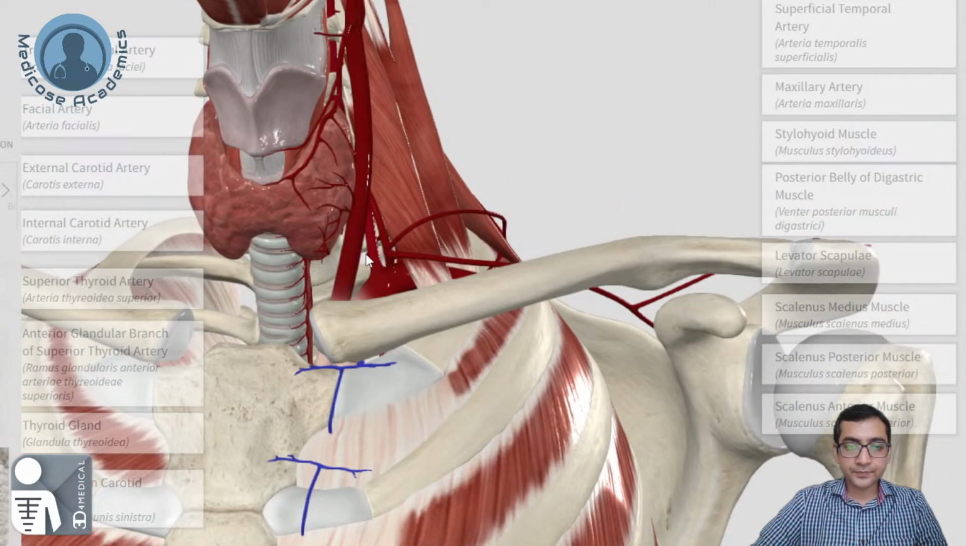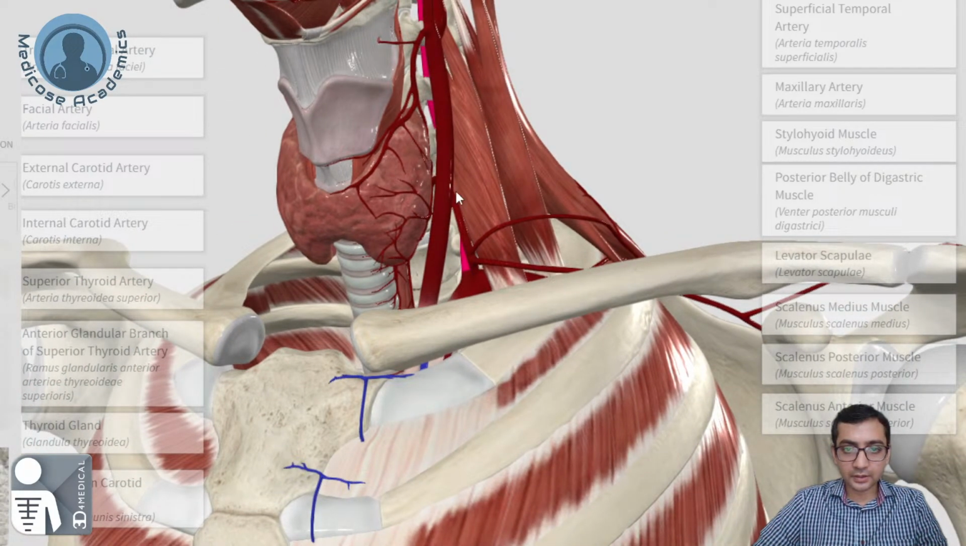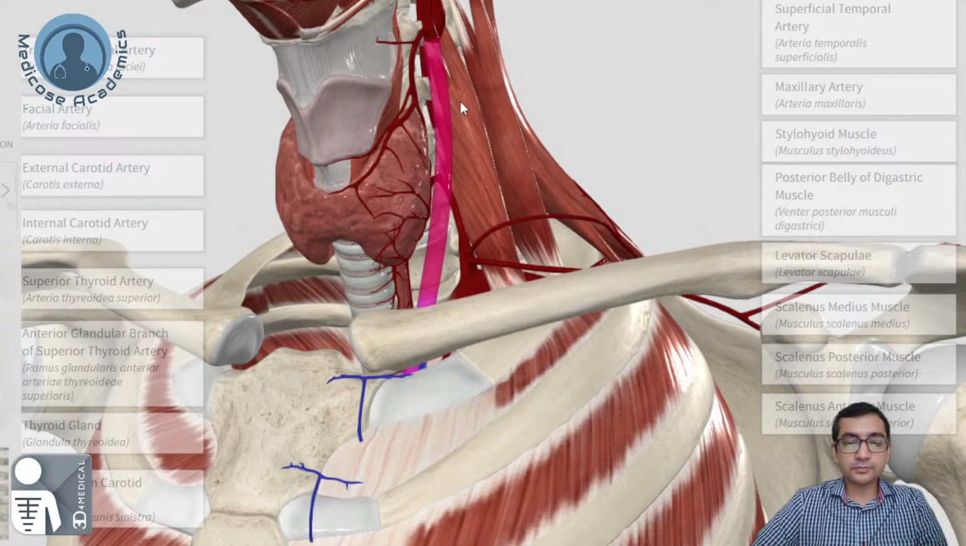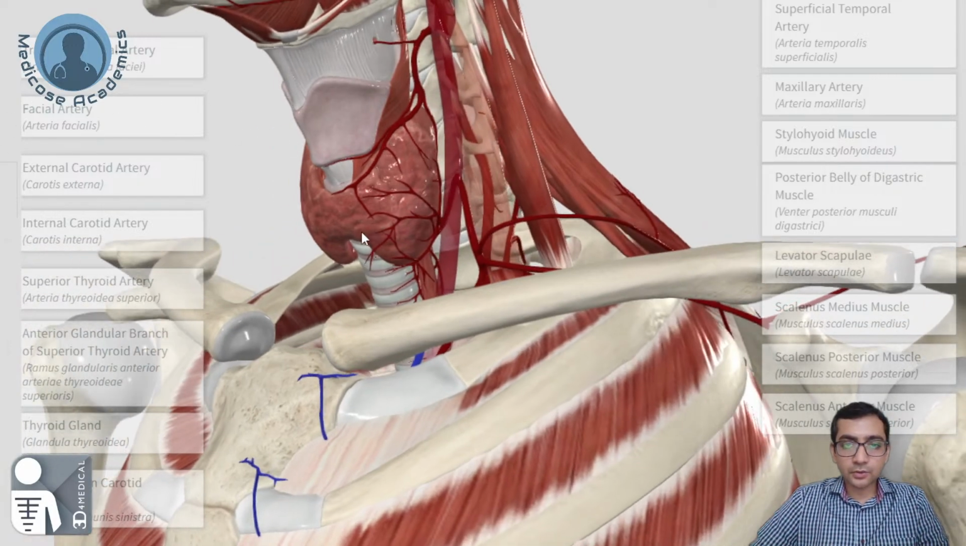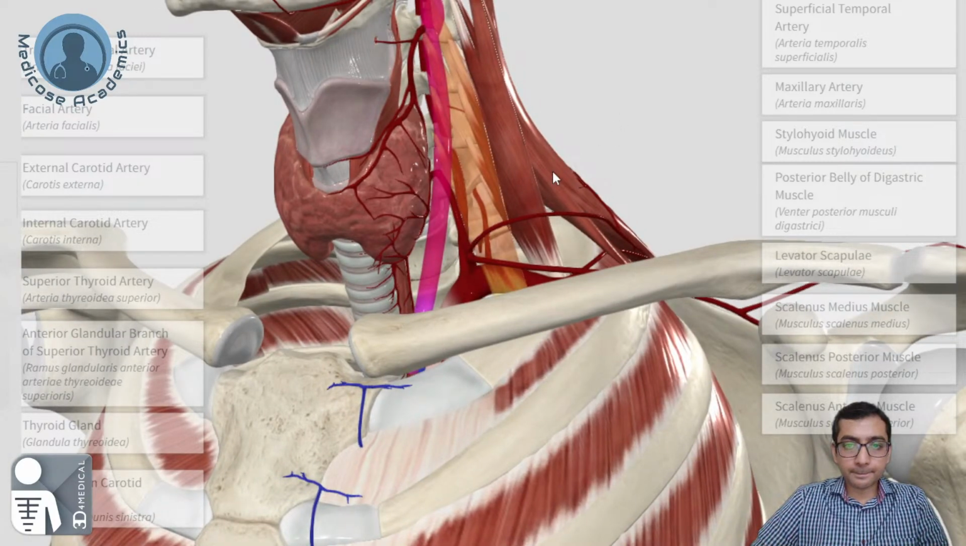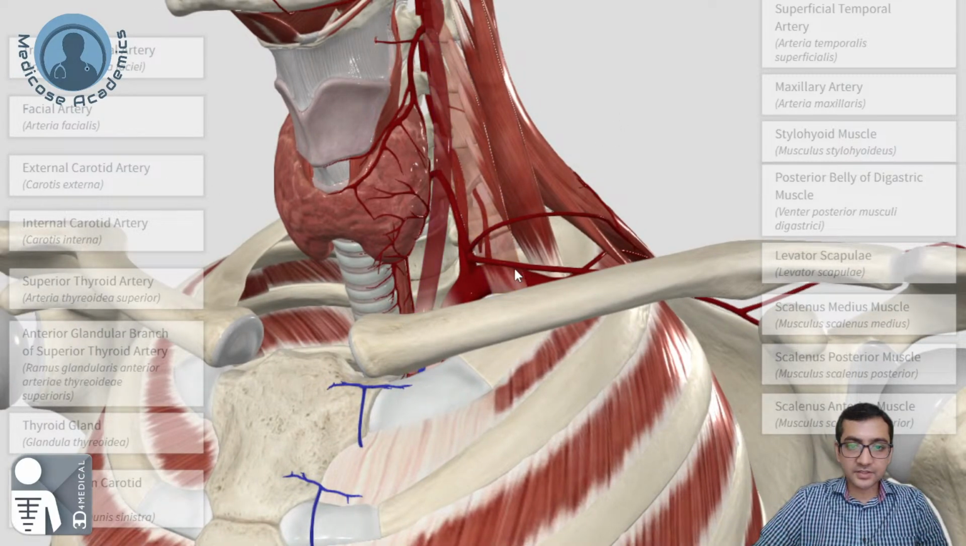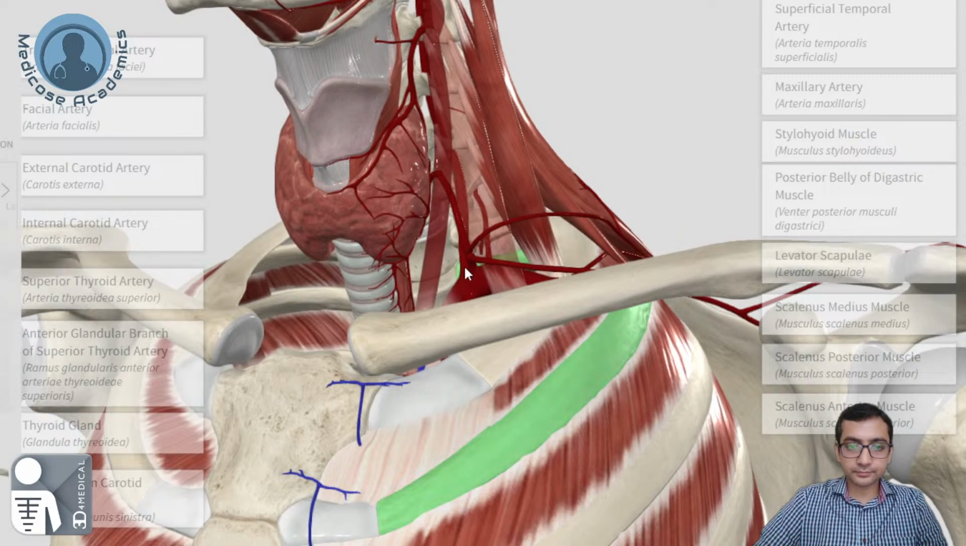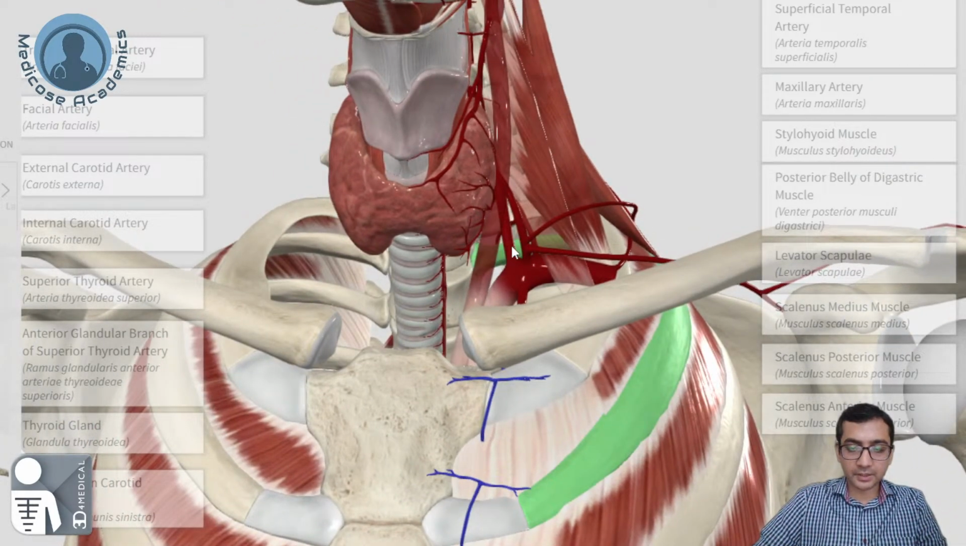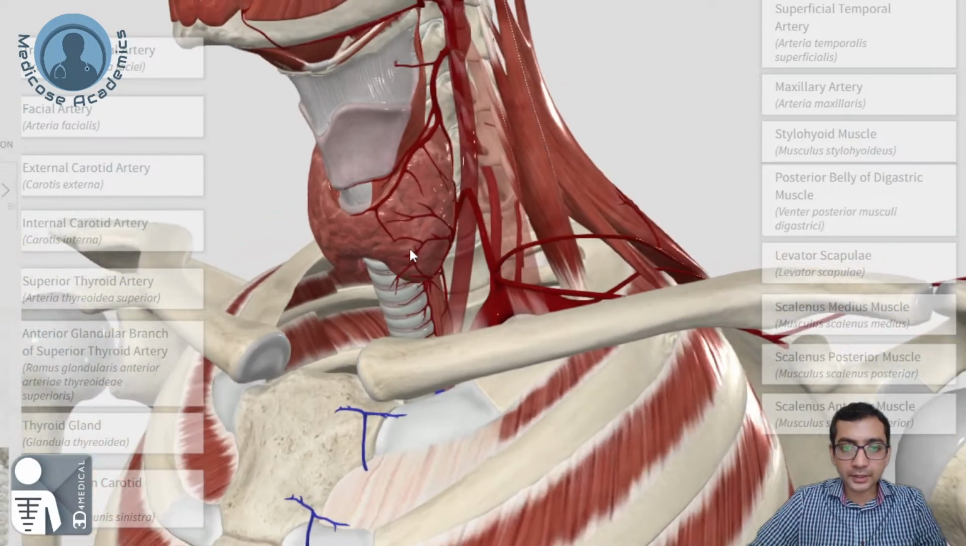This is the vertebral artery. It's a little difficult to see with the muscles on, so it would be better visible here. This is the vertebral artery, and it is going here.